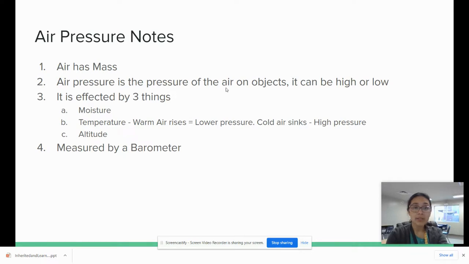Second thing is that air pressure is the pressure of the air on objects, and air pressure can be high or it can be low. So air pressure is just the pressure of that weight of the air pushing down on objects, and can be high pressure or it can be low pressure. It's affected by three things: moisture, temperature, and altitude. So if it's humid, it's going to have different air pressure than if it's dry. If it is warm, it's going to have a different air pressure than if it's cold. And then, of course, if you are up high, you're going to have different air pressure than if you are down low. Air pressure is measured by a barometer.